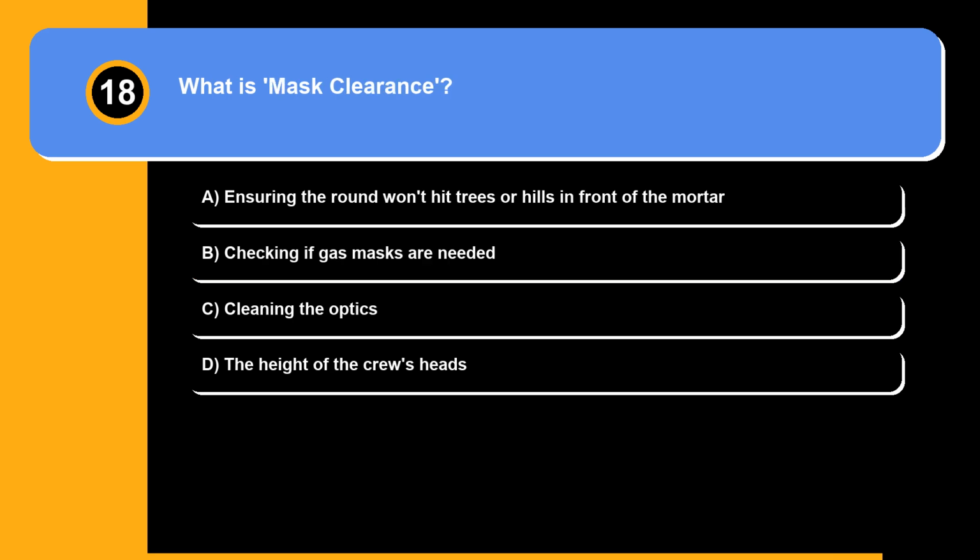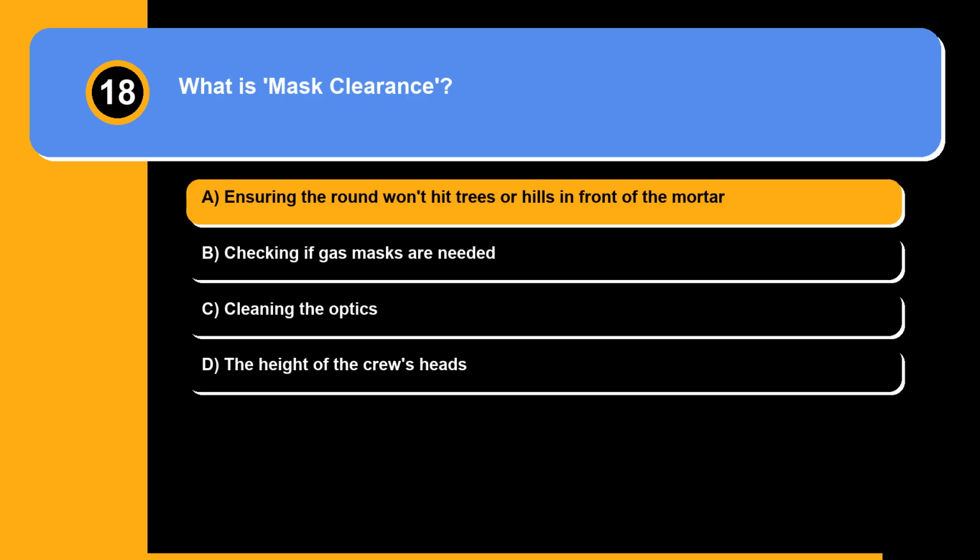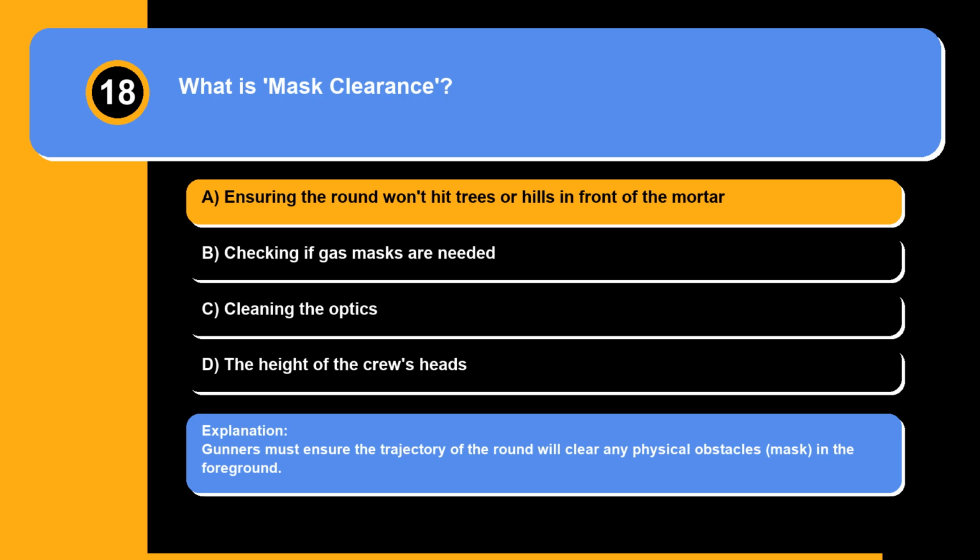Question 18. What is mask clearance? A. Ensuring the round won't hit trees or hills in front of the mortar. B. Checking if gas masks are needed. C. Cleaning the optics. Or D. The height of the crew's heads. The correct answer is A. Ensuring the round won't hit trees or hills in front of the mortar. Gunners must ensure the trajectory of the round will clear any physical obstacles, mask, in the foreground.